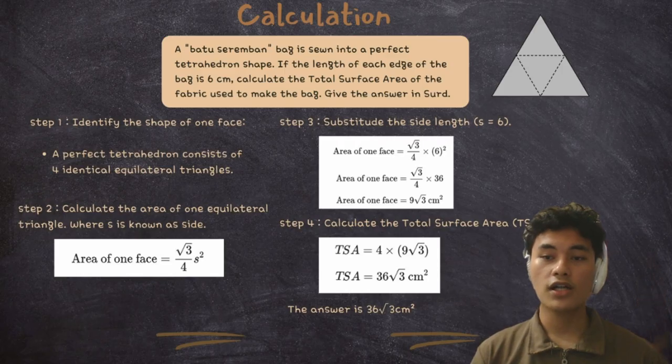Step 4 is, you need to calculate the total surface area by multiplying by 4. And lastly, you get the answer, 36 multiplied by square root 3 cm squared.